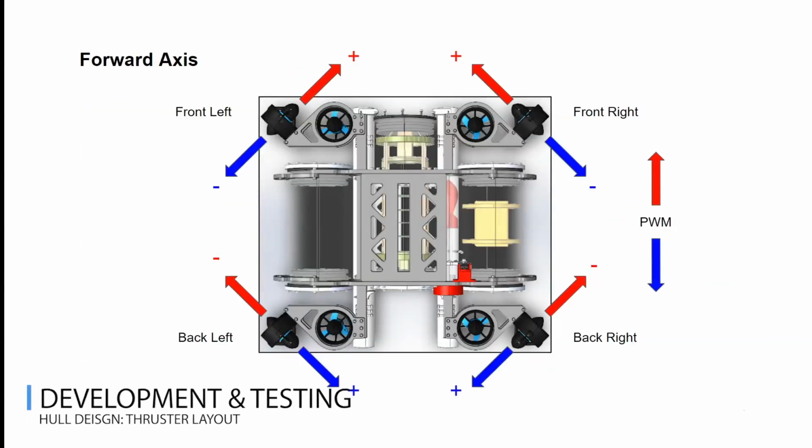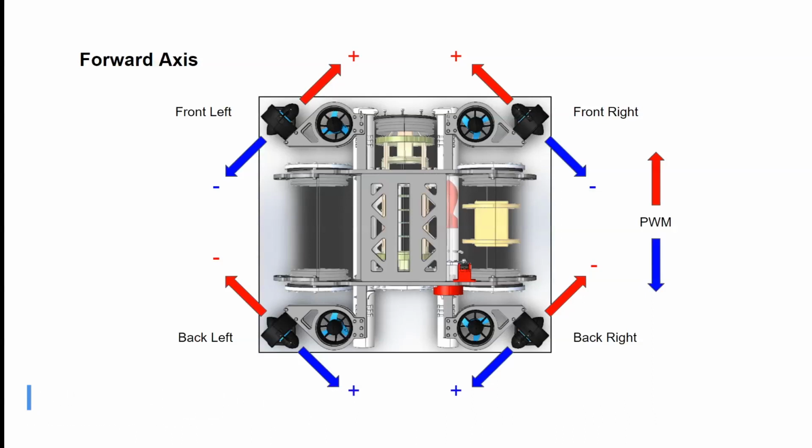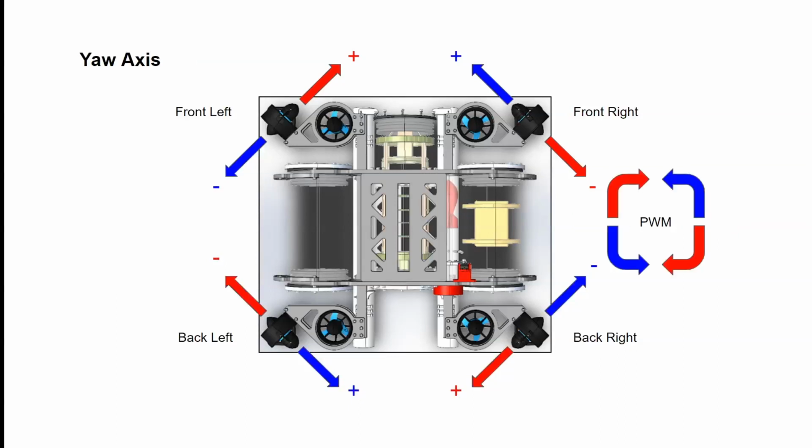In the forward axis, our thrusters will move in either the red or the blue direction in order for the entire submarine to move forward or backwards. In the strafing axis, we have our thrusters moving in either the red or blue direction, and in this orientation, the entire submarine moves either left or right. In the yaw axis, our thrusters will again move in the red or blue direction, and this causes the entire submarine to either rotate clockwise or counterclockwise.